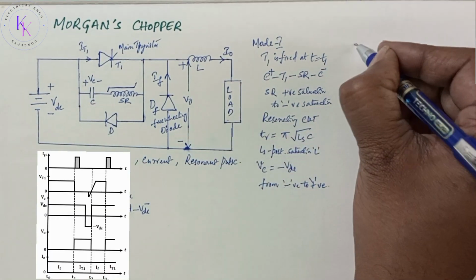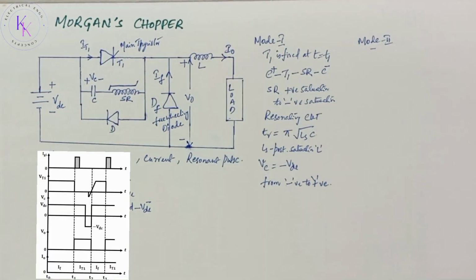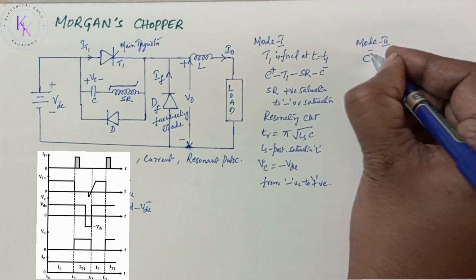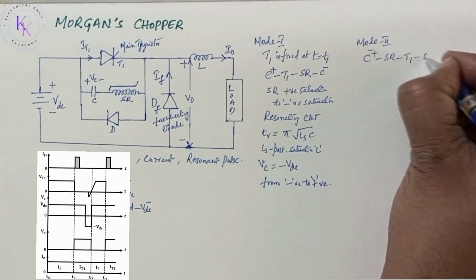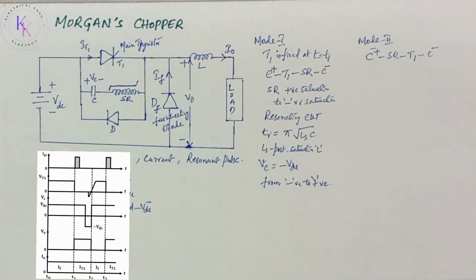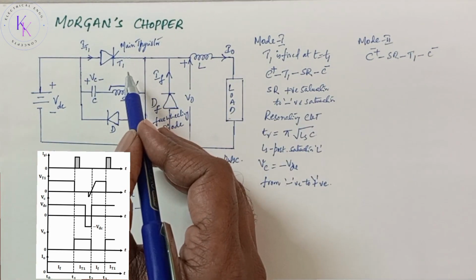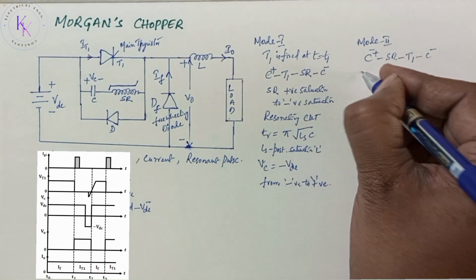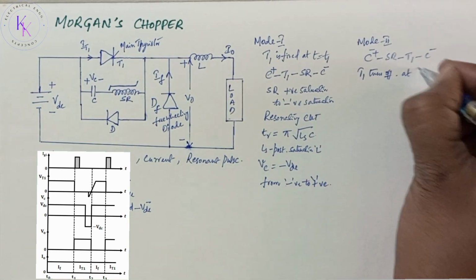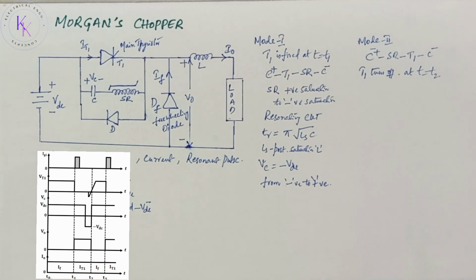Now mode 2. As soon as the saturation reactor is driven to positive saturation, the capacitor C starts discharging again through C plus, SR, T1 to C minus in the reverse direction. This current is applied across the thyristor, due to which T1 turns off at t equals t2, as you can observe in the waveform. Now the discharge current starts flowing through the diode D as soon as T1 turns off. Then the average output voltage V0 falls to 0.